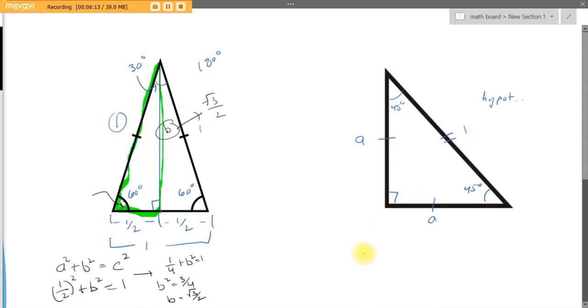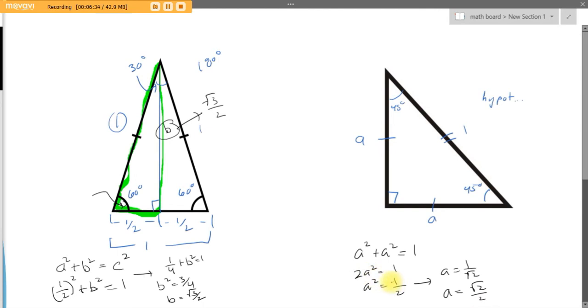Remember, the hypotenuse is 1. So a squared plus a squared, right? Because both these lengths are equal, equals 1 squared. Or 2a squared equals 1. A squared equals 1/2. Or simply a equals 1/√2, right? And if you rationalize the denominator, √2/2.